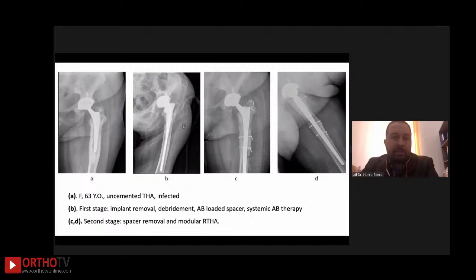First case is a 63-year-old woman with a non-cemented total hip replacement which got infected. It was operated on in another service and sent to us. In the first stage, we did an implant removal, debridement, and antibiotic-loaded spacer, and then systemic therapy. After 6 months, we deal with the second stage: spacer removal and modular revision total hip arthroplasty. This is the usual way we are doing it in PJIs.